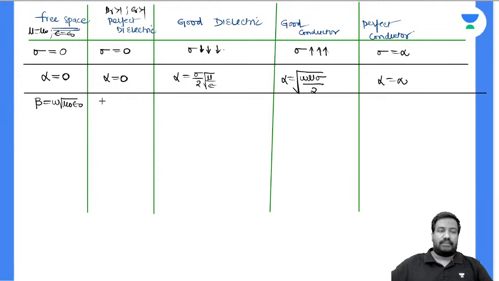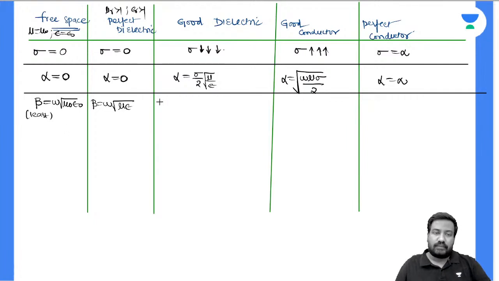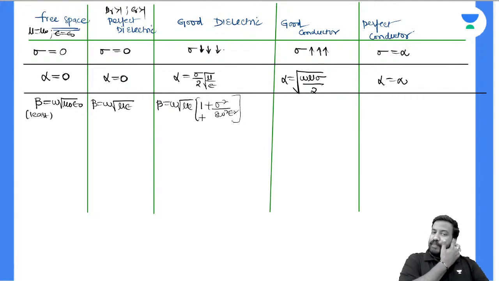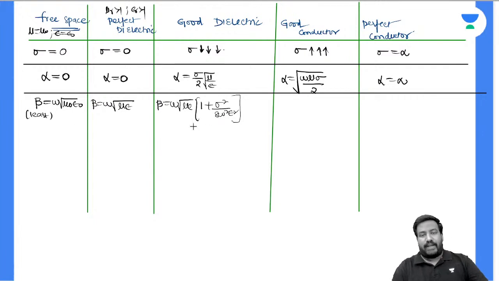What is happening to beta? It is increasing. What is the value? Omega into under root of mu epsilon. This fellow will hold the least value. Then for good dielectric, beta is omega into under root mu epsilon into 1 plus sigma square by 8 omega square epsilon square. Definitely beta is omega under root mu epsilon plus omega under root mu epsilon into sigma square by 8 omega square epsilon square. Very clearly the beta value is increasing. So slowly beta is getting increased now.